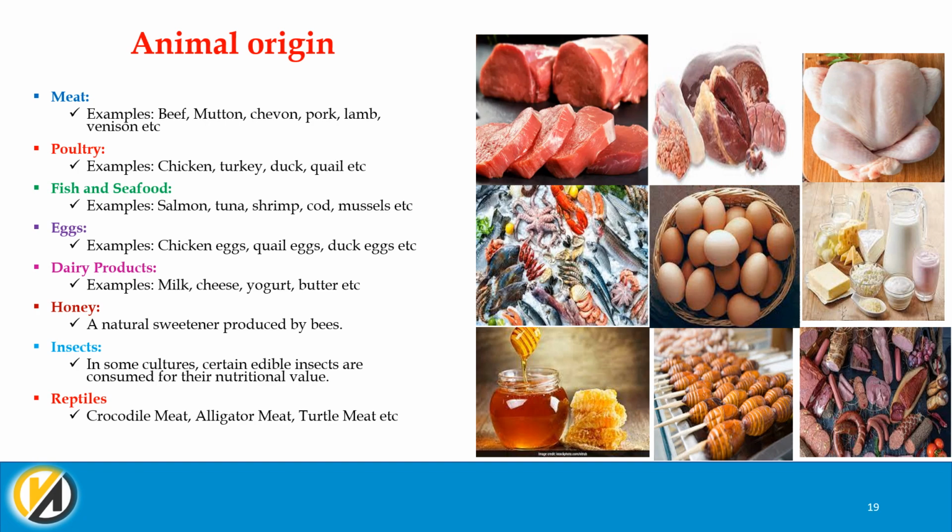The other one is reptiles. In some parts of the world, crocodile meat, alligator meat, turtle meat, and the like are used as the main source of protein.